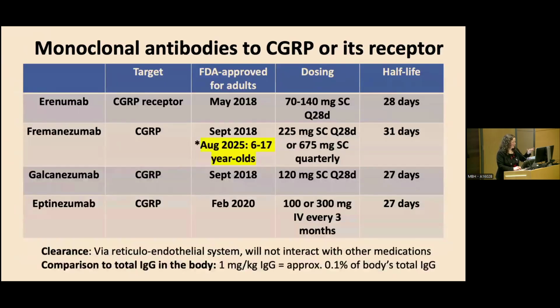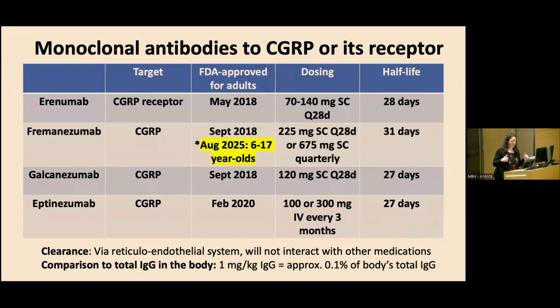So here's just a little table to give you a sense that there are 4 different monoclonal antibodies for blocking CGRP or its receptor. 3 of them block CGRP itself. The first one that came out on the market was erenumab that blocks the receptor. They have relatively long half-lives on the order of about a month because they're not broken down by the liver or the kidneys. They're broken down in the reticuloendothelial system, the cells lining the blood vessels, just like all of our other IgGs are broken down. So it does have a long half-life.